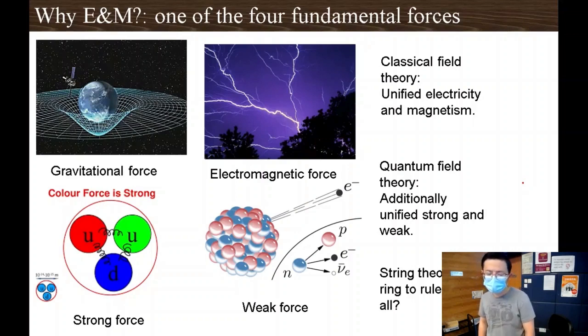And the gravitational force is actually much weaker compared to the electromagnetic force. Also, if you consider electricity and magnetism, the electromagnetic force is actually the first one that has been unified through the classical field theory. And so in order to describe the forces, we use the fields, right?